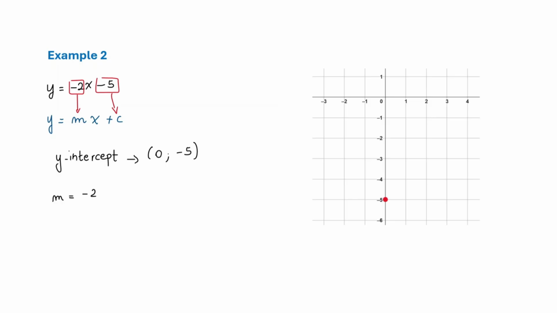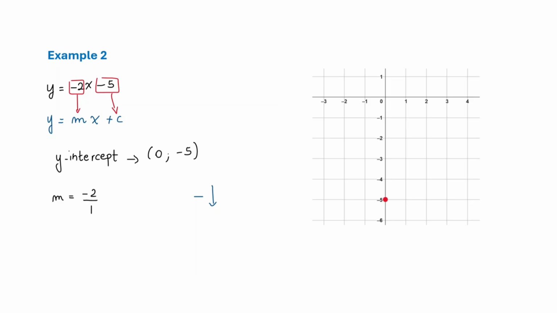When we have an integer, we can always turn it into a fraction by adding a denominator of 1. So negative 2 can be written as negative 2 over 1. This means the rise is negative 2 and the run is positive 1. So from the y-intercept, we would move down 2 and right 1. But here, we do not have enough space to move down on the graph.